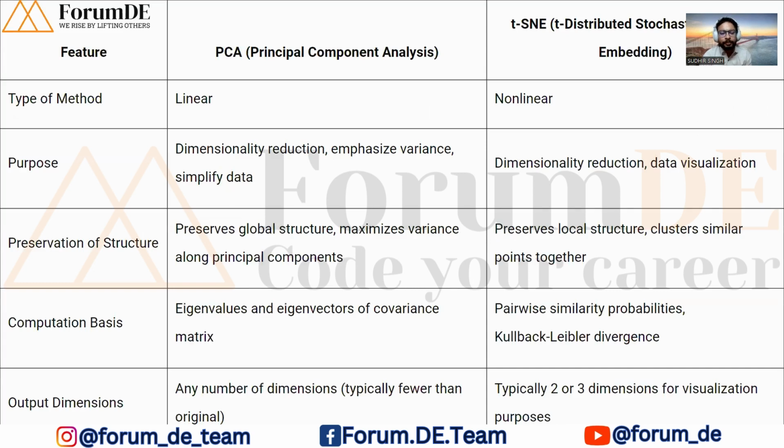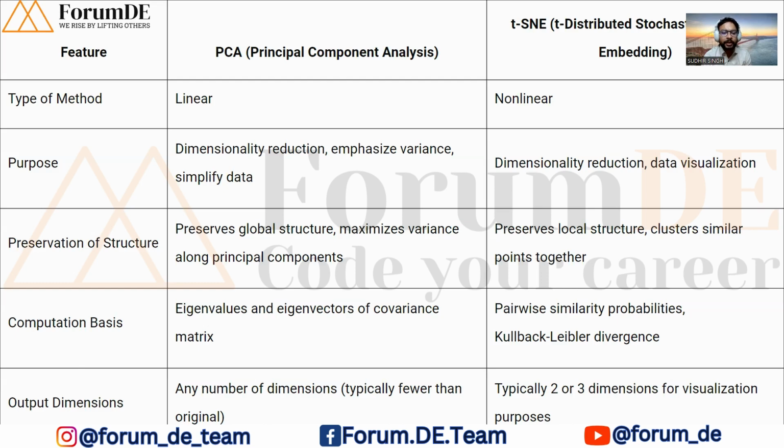I have displayed a table alongside where you can easily see the clear difference between PCA and tSNE. Feature type, the method used: PCA is linear and tSNE is non-linear. Purpose: PCA is dimensionality reduction, emphasizing variance and simplifying data, while tSNE is dimensionality reduction and data visualization. Preservation of structure: PCA preserves global structure and maximizes variance along principal components, like we said, we need to capture the variance present in the original data. tSNE preserves local structure and clusters similar points together. Neighboring points are displayed in lower dimensions in a similar format as they are present in higher dimensional space.